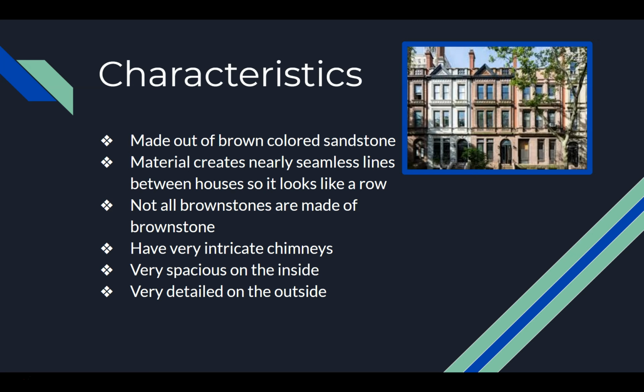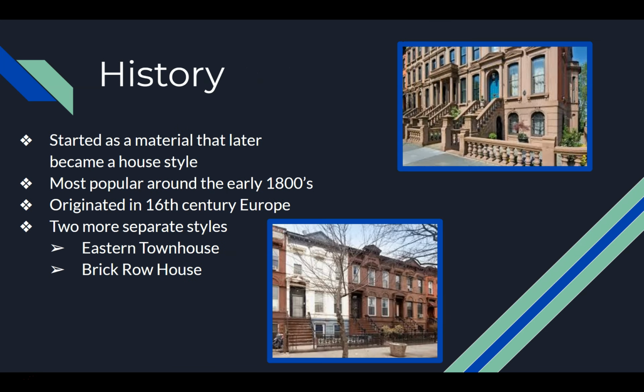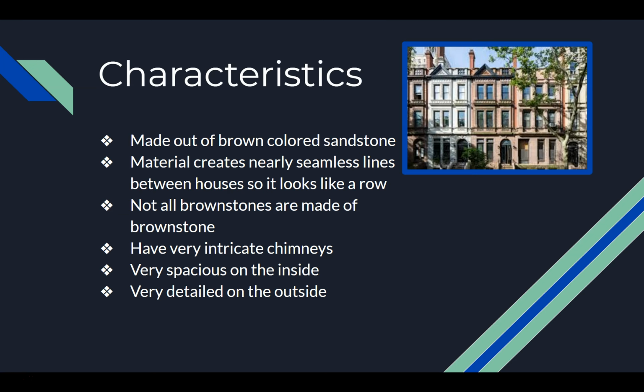Outside, this isn't a great example. If I go back, they're super detailed. I'll go back for a second. Like on this one over here, you can see it's got a ton of different railings, so many embellishments. They're supposed to be super detailed on the outside.